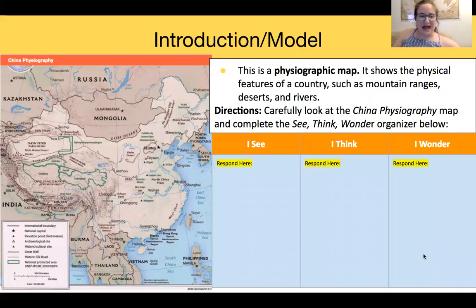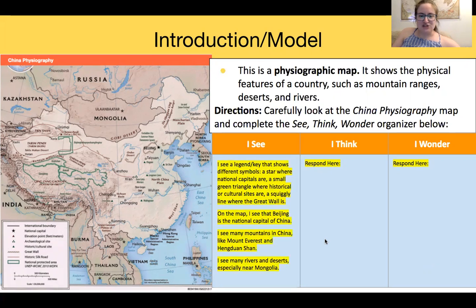So take a moment and carefully observe all of the different parts of this map. What do you see? I'm going to share what I see. So I see that there's a legend or a key that shows different symbols. For example, a star where the national capitals are, a green triangle where historic or cultural sites are, a squiggly line where the Great Wall of China is. And then on the map, I see, using one of those symbols, that Beijing is the national capital of China.